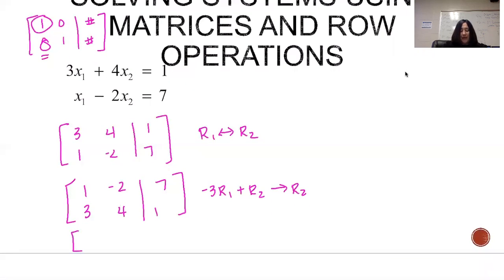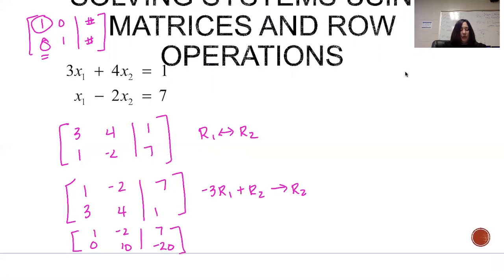So my row 1 is not changing. It's staying the same. Multiplying by negative 3 and adding gives me my 0 that I wanted. Negative 3 times a negative 2 gives me a 6, plus 4 is a 10. The next one, multiply negative 3 times 7. That's going to give me negative 21, plus 1 is a negative 20.